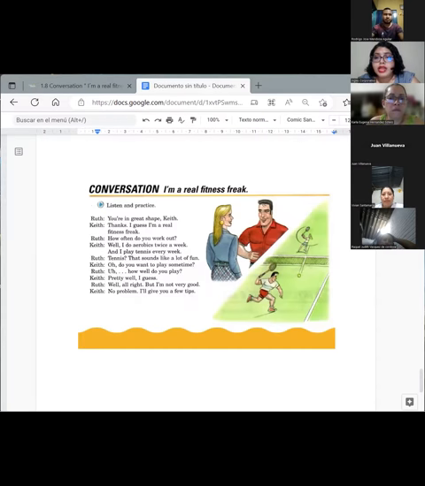So we have Ruth and Kay, and we have the first statement, the first part of the conversation. You are in great shape, Kay. You, en este caso, ustedes pueden decir you're o you are, como ustedes se sientan un poco más cómodos. You're in great shape, Kate. Thanks, I guess I'm a real fitness freak. How often do you work out?